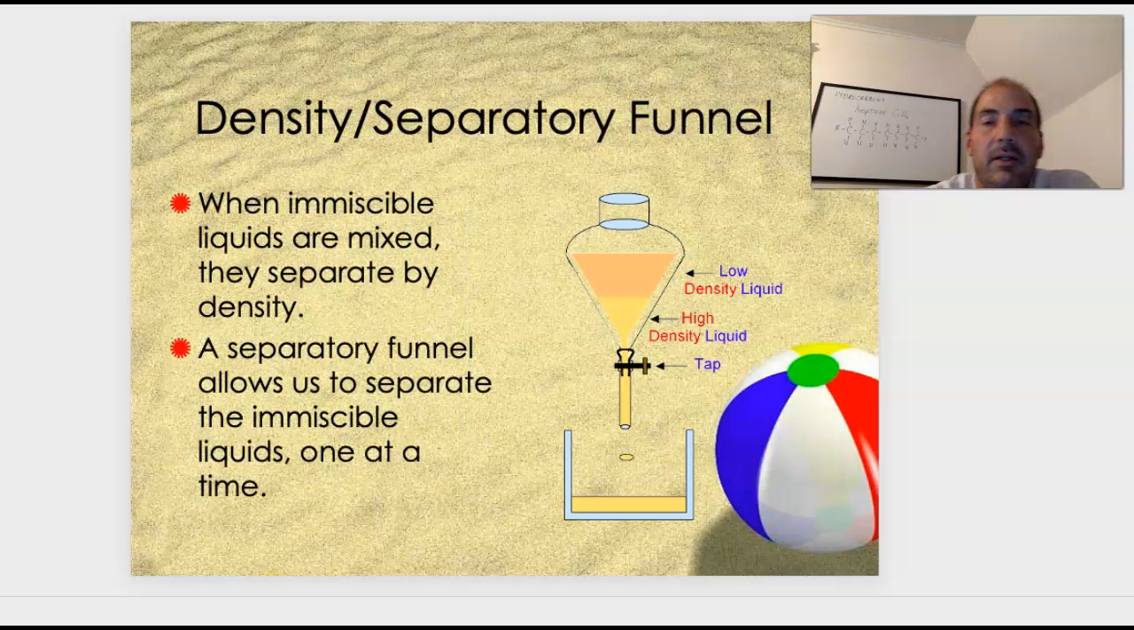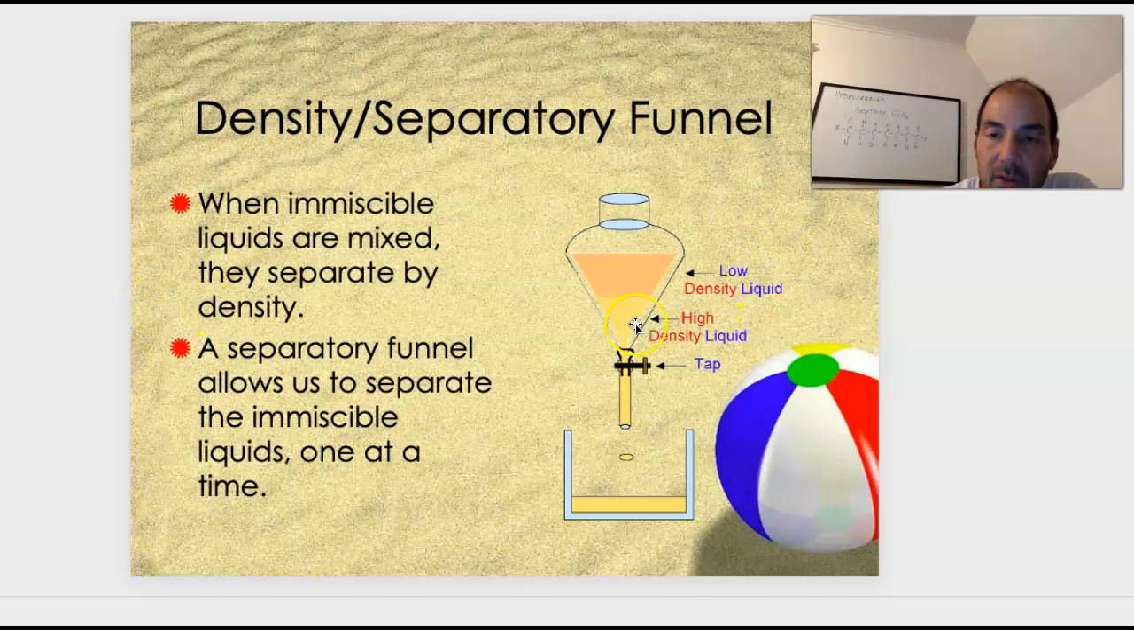We have not done this, but we have talked about decanting, which works off of the same idea technically. When you're decanting, you're pouring a liquid off of a solid, because the solid should sink because of its greater density. That's what a separatory funnel is about. We put in immiscible liquids and we let them separate according to density.